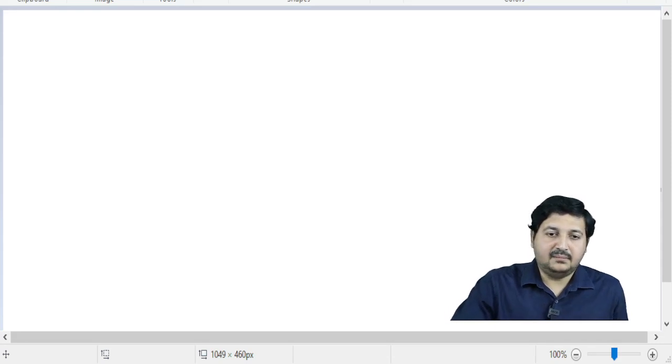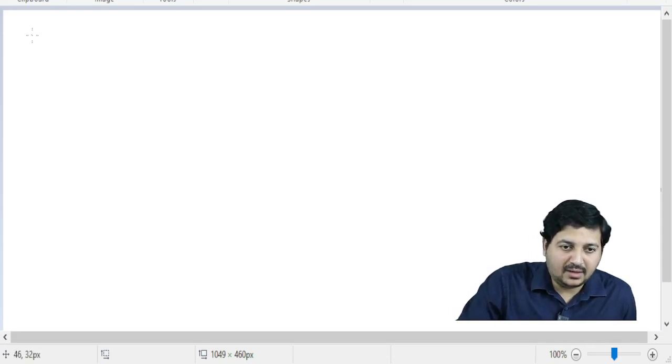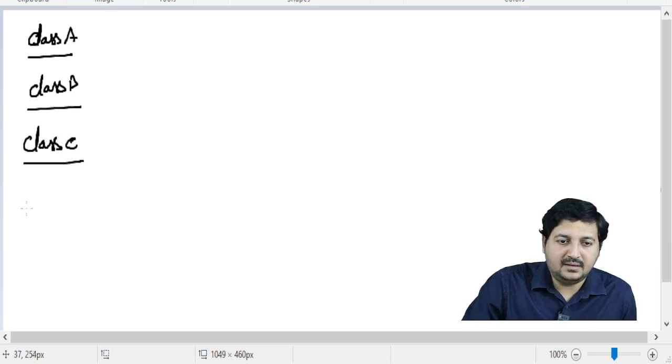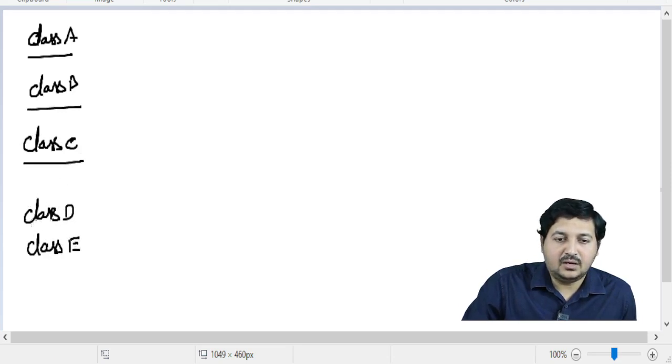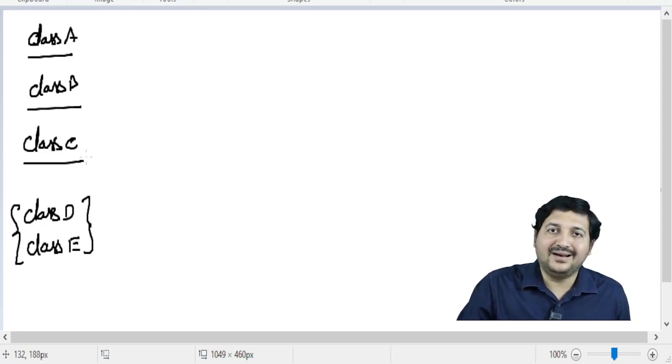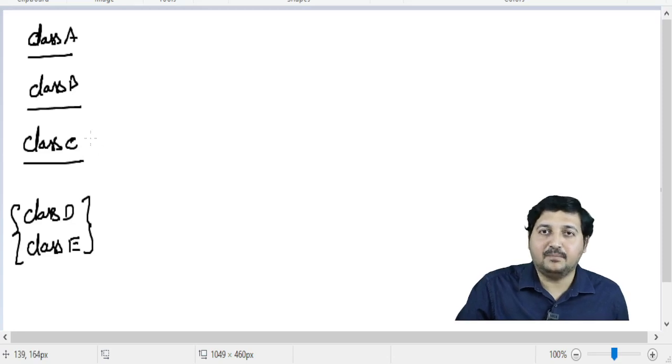For example, I already told you IPs have been classified into 5 different classes: class A, class B, class C, class D, and class E. Only these 3 classes we can use for LAN as well as the WAN. That is your public IP.